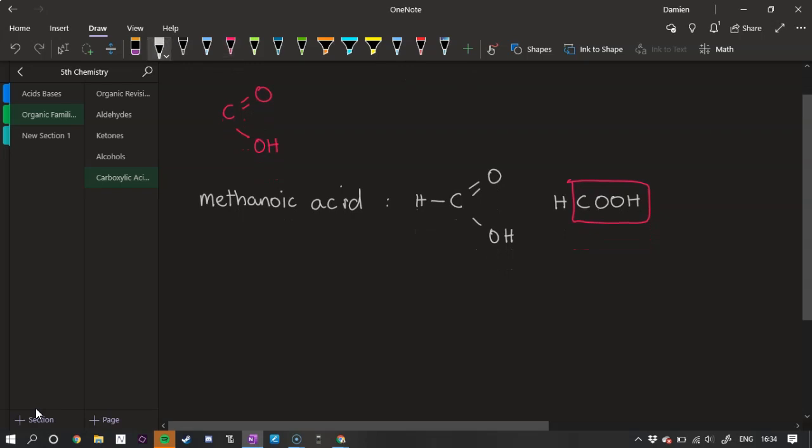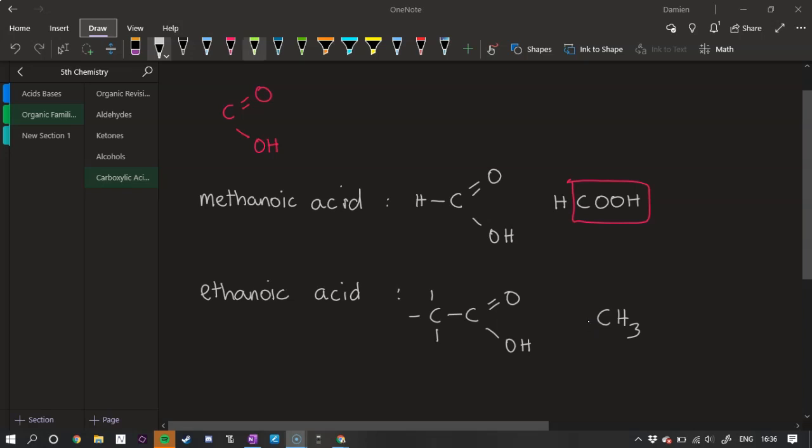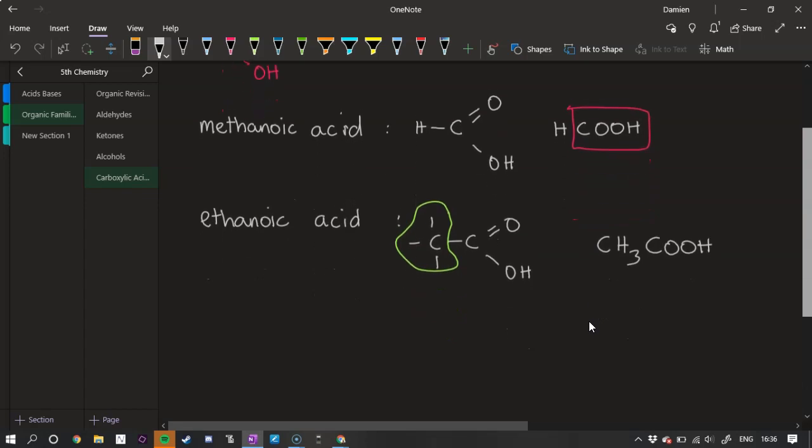If you move on to the next one after methanoic acid, you're going to have ethanoic acid. Ethanoic acid is the same, except we've got two carbons this time. So we've got a carbon, double bond O, and OH, and then it's surrounded by hydrogens. When you're writing this out, it's going to be CH3, which is the first group, and then you write your COOH at the end. So that's your ethanoic acid.